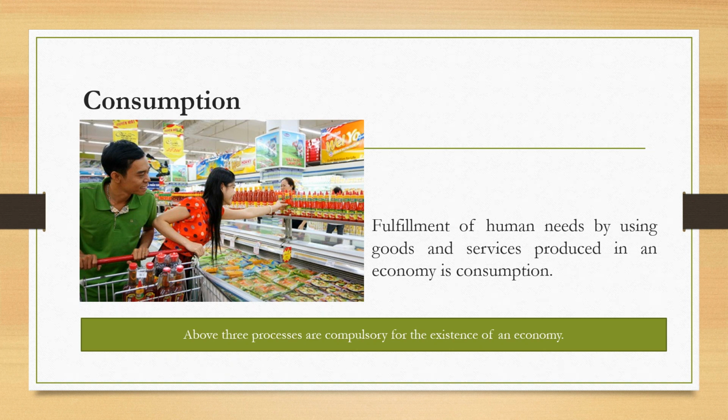The above three processes are compulsory for the existence of an economy. For the economy, there are three processes that are very, very essential. The first one, production. The second one, distribution. And the third one, consumption. Students, you should keep in your mind all those three processes. For your exam, sometimes there may be a question asking you to write down the three processes of economy. You can write down all three.